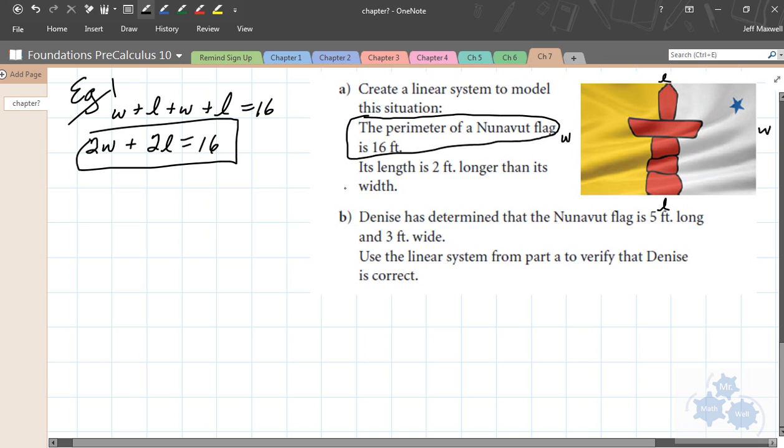Now the second part is this one. Its length is 2 feet longer than its width. So the length and the width are related somehow. The length is 2 feet longer. So which one is the shorter one? The width. And it's shorter by 2 feet. So let's go W plus 2 is going to equal L. And again, if you want to do L minus 2 equals W, that works too. I always tend towards the addition. Yeah, question?